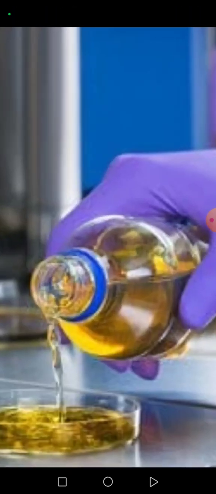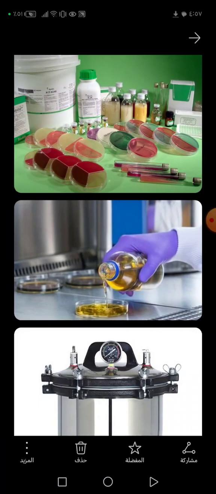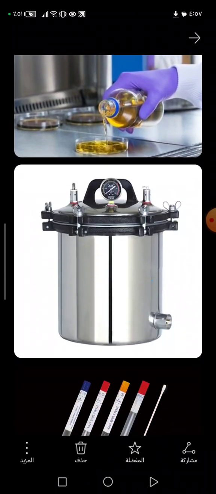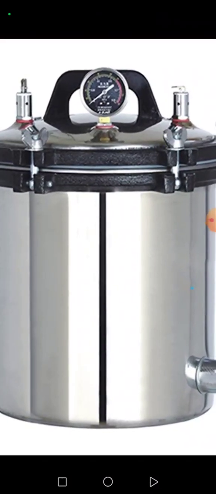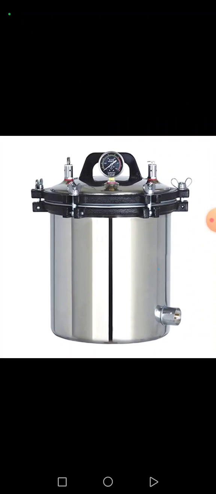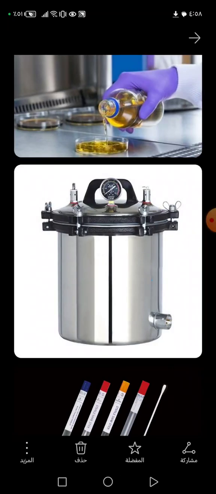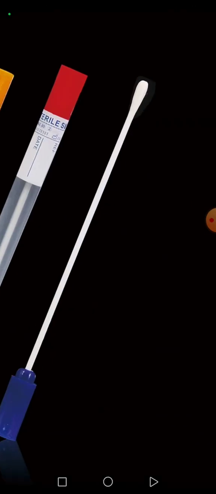This is a media. This is a flask that you pour the media in. You pour it in petri dishes. Here we have a glass petri dish, which can be reused many times. This is an autoclave. You should be very careful dealing with an autoclave because it applies pressure on the sample and heats the glassware by steam. Those are important to know.